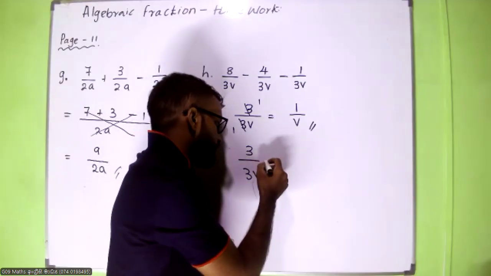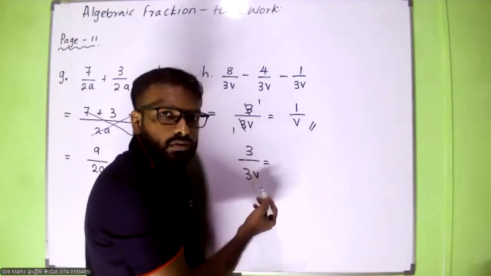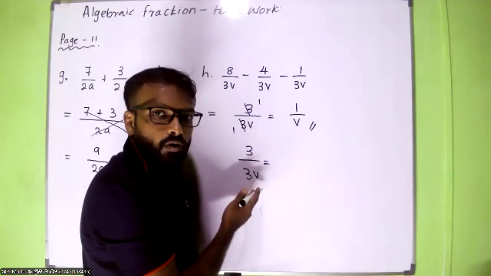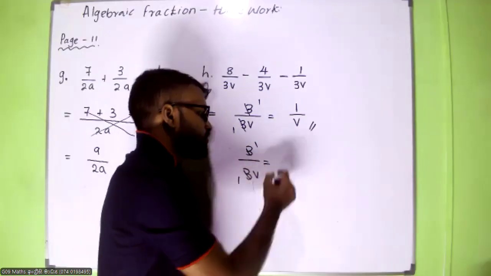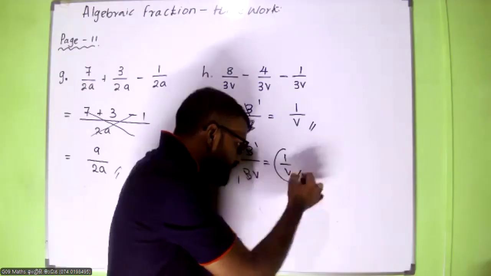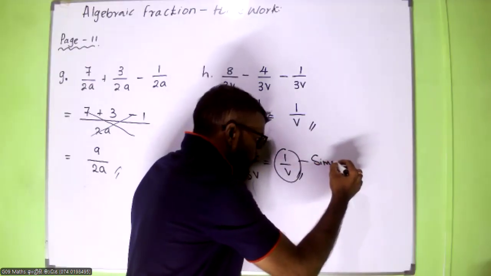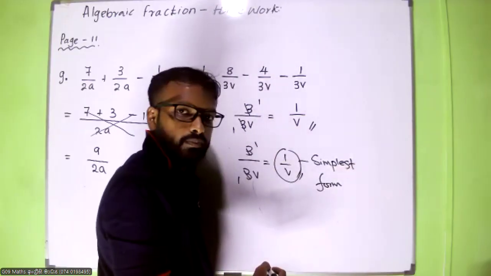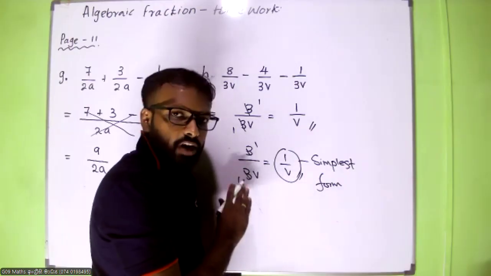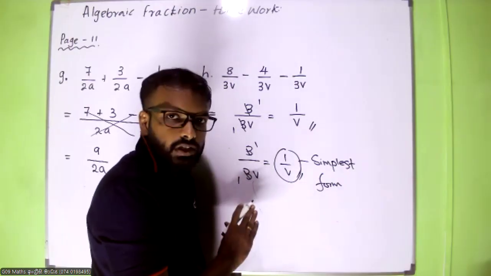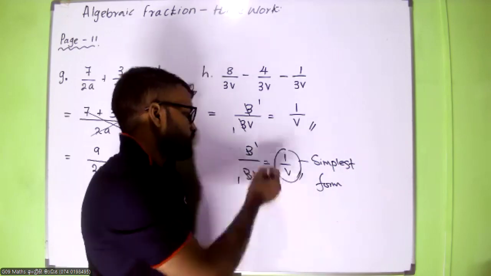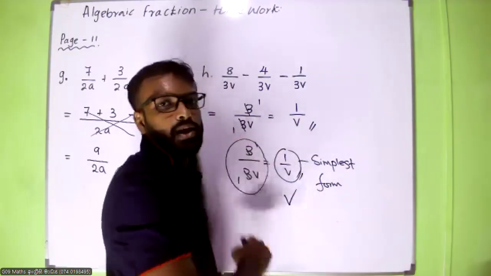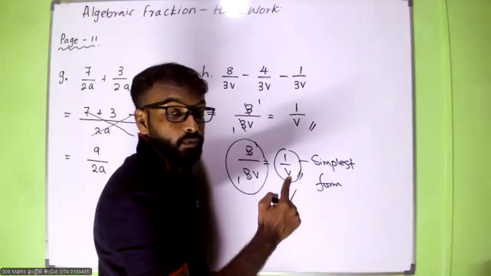So why is that? Because there is another step to simplify. This is not the simplest form of this fraction. The simplest form is 3 times 1 over 3 times 1, 1 upon v. This is the simplest form, right? In your exams they might ask you to simplify the fraction and give your answer in simplest form. So this is not the simplest form; this is the simplest form that you need to write. Don't forget that.